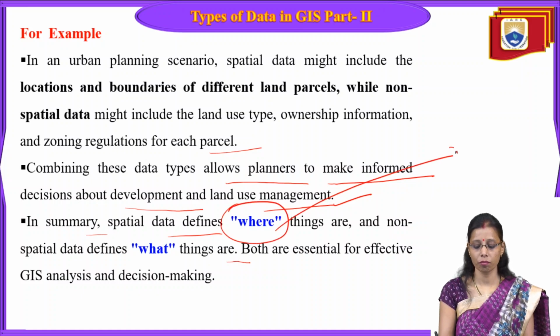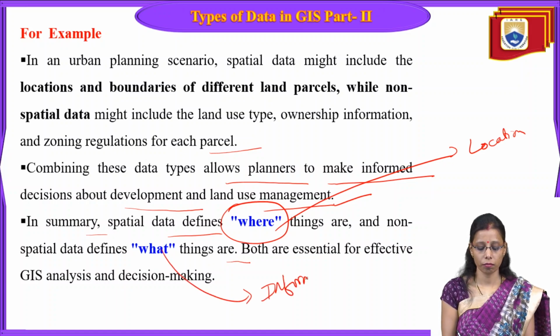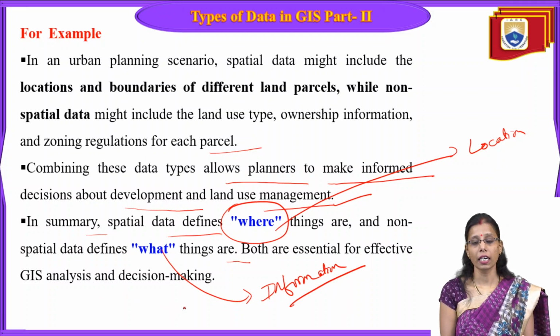Spatial is where, means location, and non-spatial is what, the information. Okay, so both are essential for effective GIS analysis and decision making.